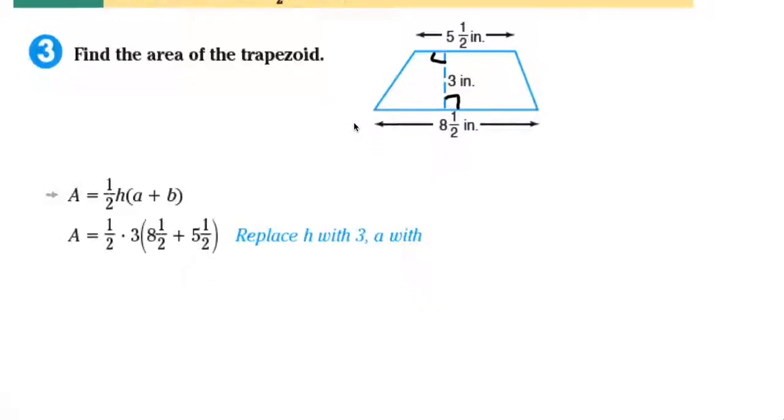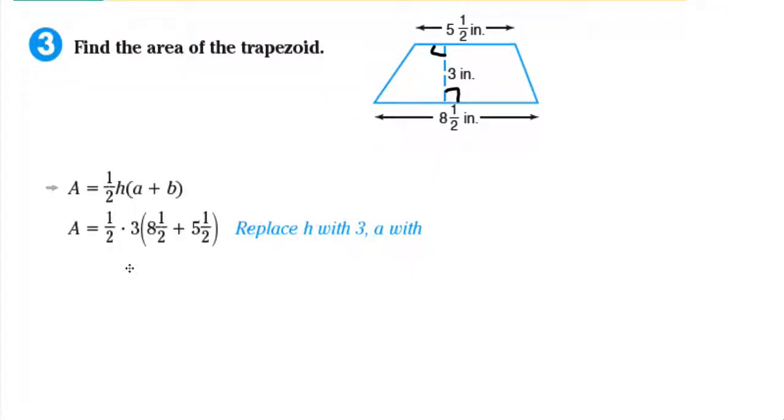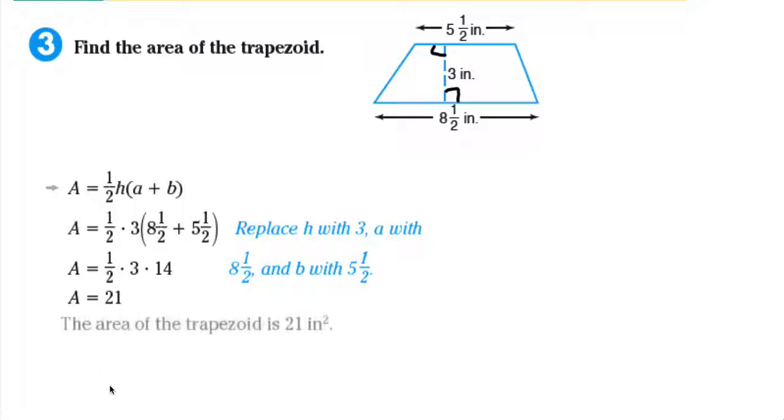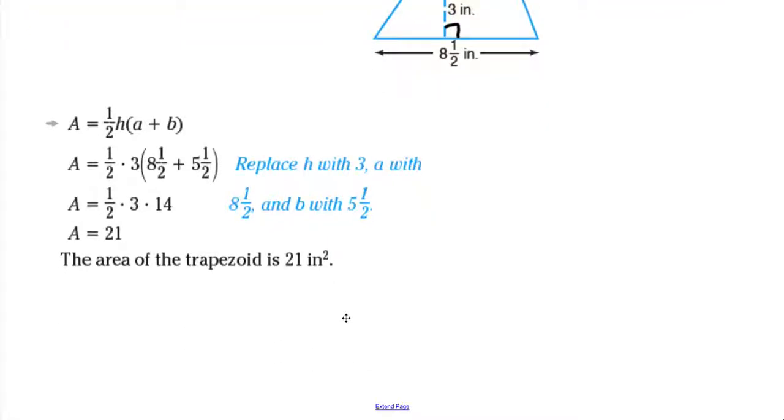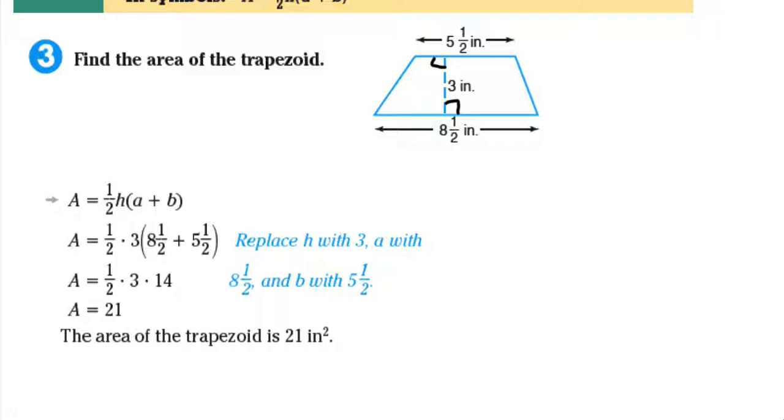Okay, so substituting the values and simplifying it, we now have 1/2 times 3 times 14, because 8 and 1/2 plus 5 and 1/2 will give you 14, and we simply multiply straight. 1/2 times 14 is 7, times 3 is 21, so the area of this particular trapezoid is 21 square inches. Okay, and let's take a look at the last example.